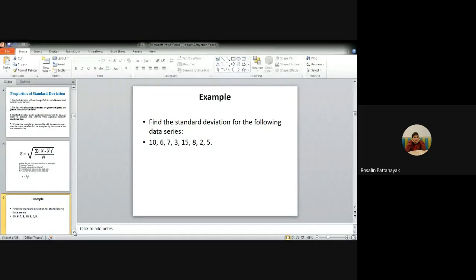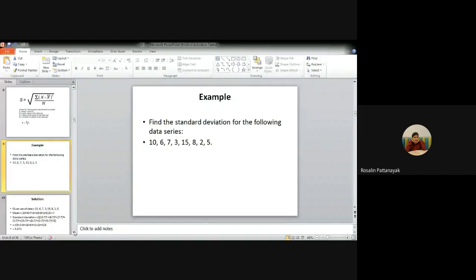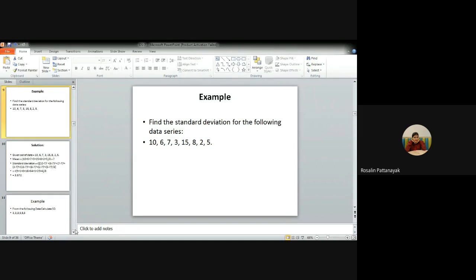Then after you calculate x bar, or you can directly calculate the mean. So what is the value of mean here? I repeat, x bar equals summation of x divided by n. You can directly multiply it without making any tables. That means 10 plus 6 plus 7 plus 3 plus 15 plus 8 plus 2 plus 5, whole divided by 8.